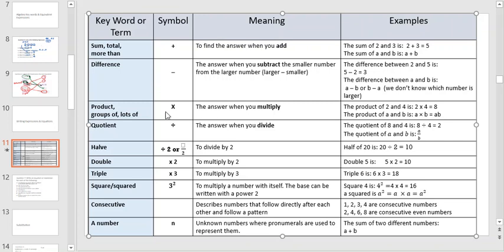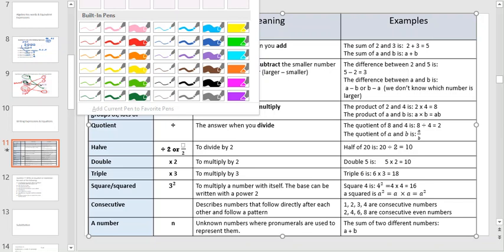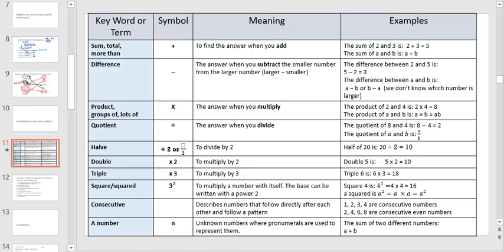Now, there are lots of keywords that you need to know in order to understand what they're actually asking you. For example, sum. When you see the word sum, you think of the symbol addition. Sum is the answer when you add 2 or more numbers together. Even more than can mean addition. Difference is an important one. Difference, you think of subtraction. And difference is the answer when you subtract a smaller number from a larger number. That's how we find the difference.